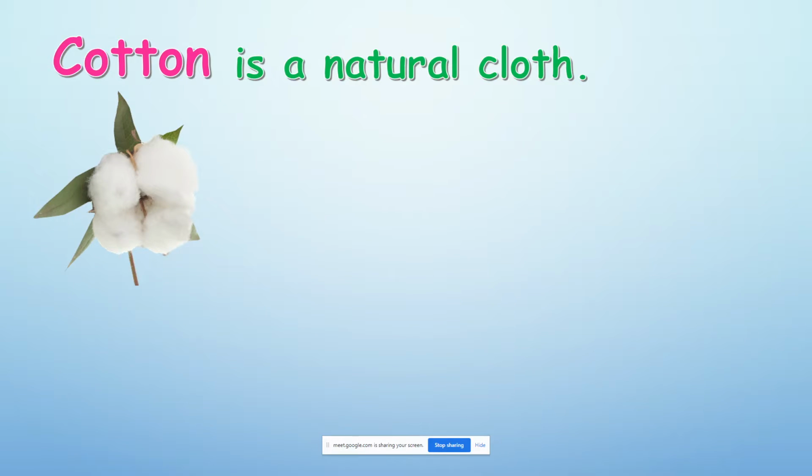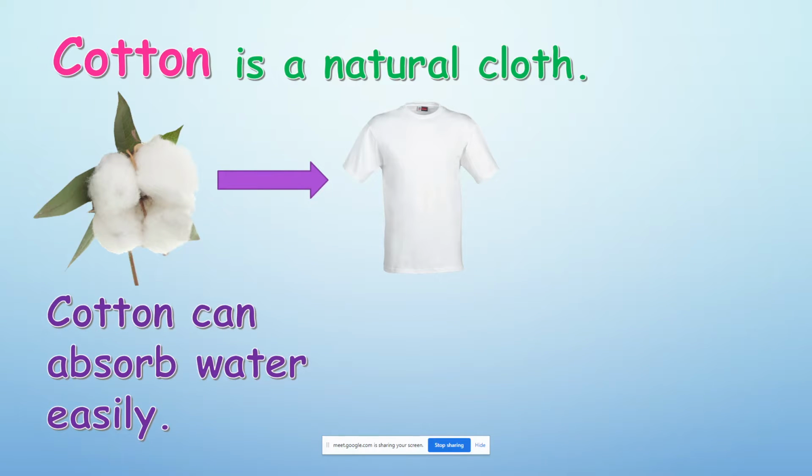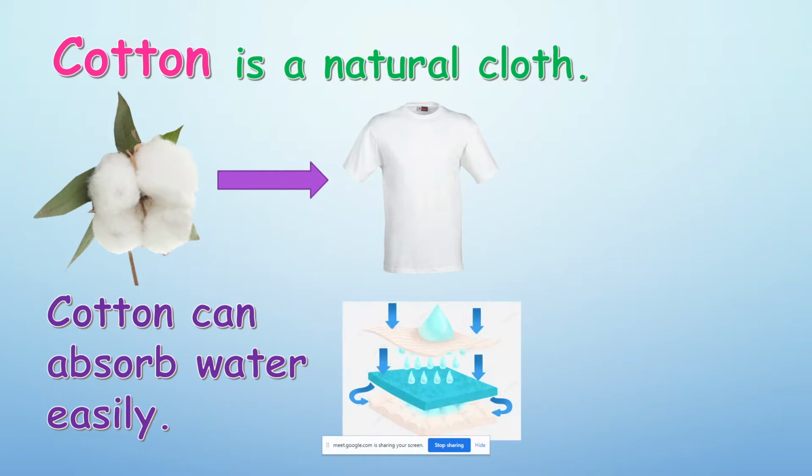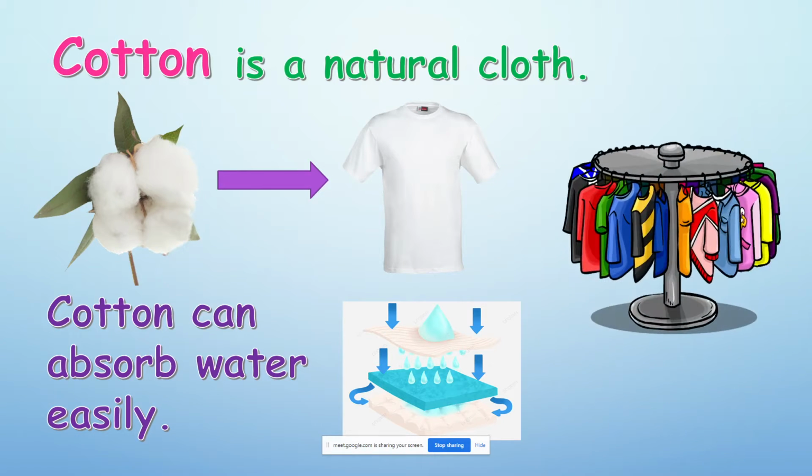This one is the cotton, like a flower from the cotton tree. They turn it into cloth used for making our clothes. Yes, inside the pillows. Cotton can absorb water easily. When you say absorb, it can take the water inside and hold it. That's why cotton is used for making clothes. So when we perspire, when we feel hot, our body gets wet, the cotton can absorb our perspiration, the liquid.